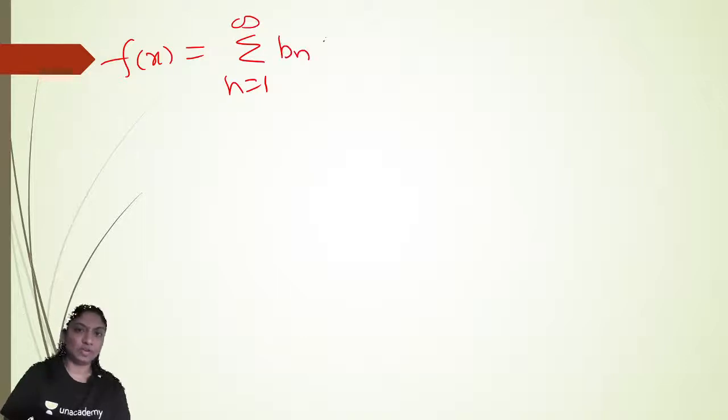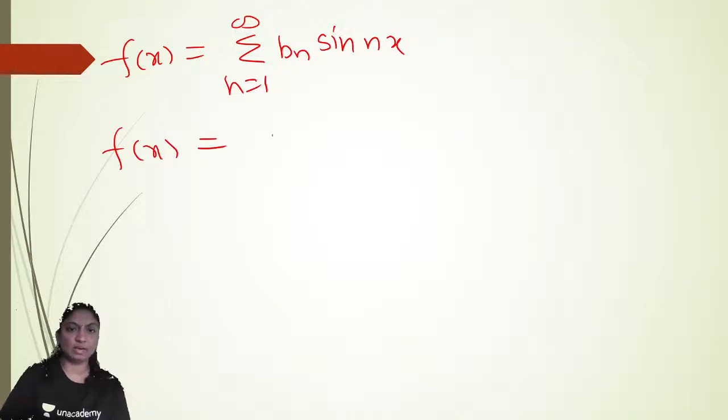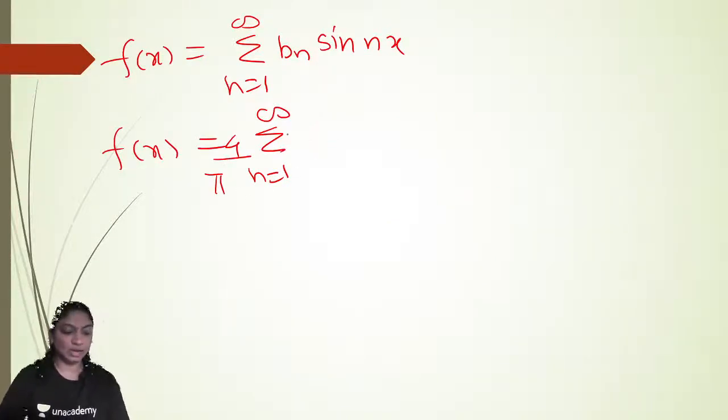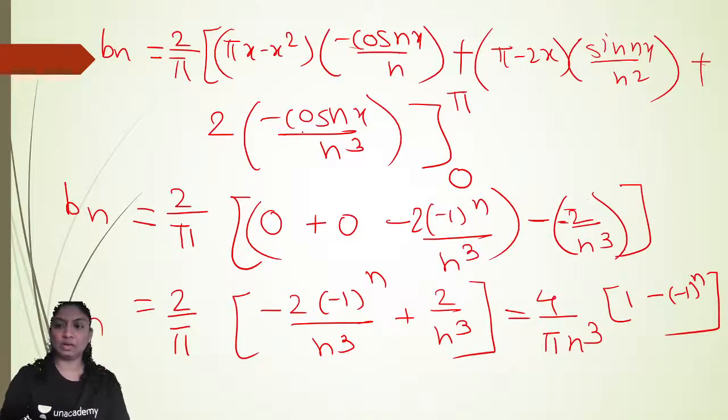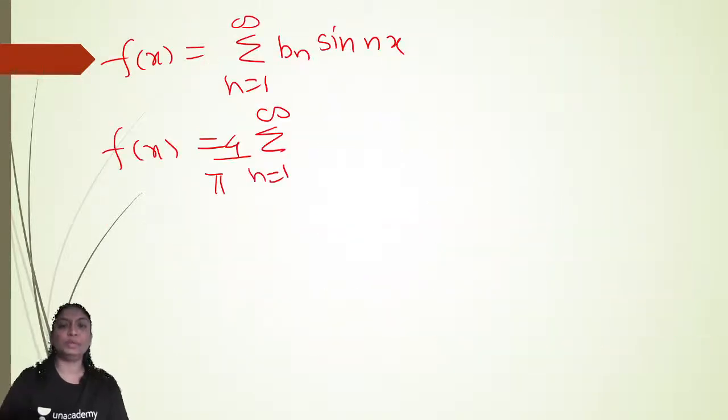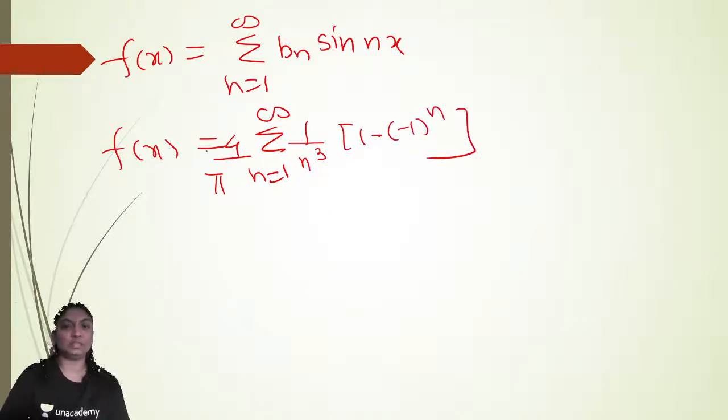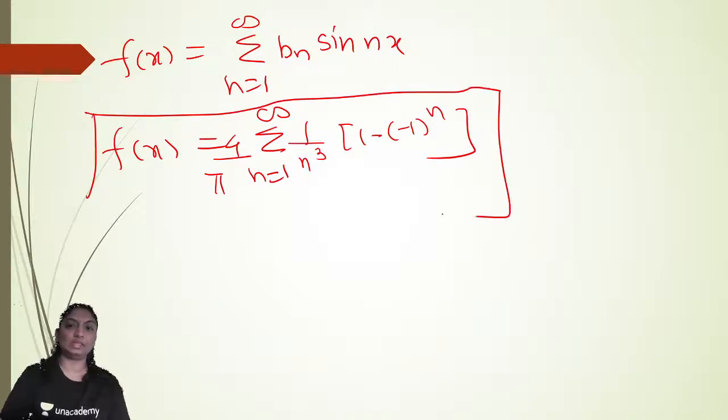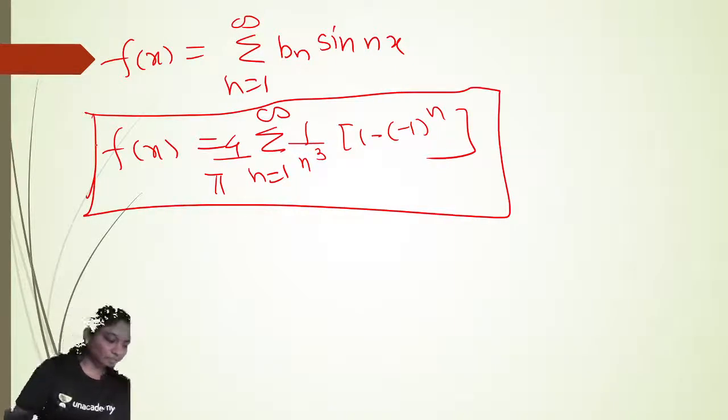Now you put it in the Fourier series. F of x is equal to summation n varying from 1 to infinity Bn into sine nx. Now just put the value of Bn here. Summation n varying from 1 to infinity, Bn is 4 by pi n cube. So 4 by pi is constant, so take it outside, and here you will get 1 upon n cube into (1 minus (minus 1) raised to n). This is your half range Fourier sine series. I hope you are getting it.